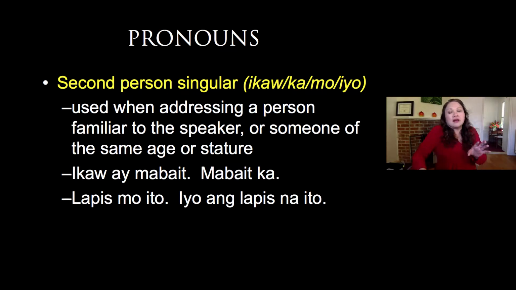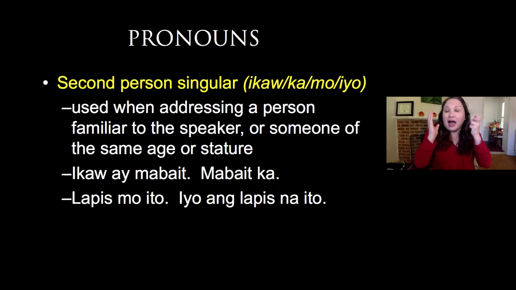Now, what is the difference? So, let me explain. You use iyo, akin, kanya, before the object. You use ko, mo, and nya after the object. So there's always pronouns before the object and pronouns after the object.